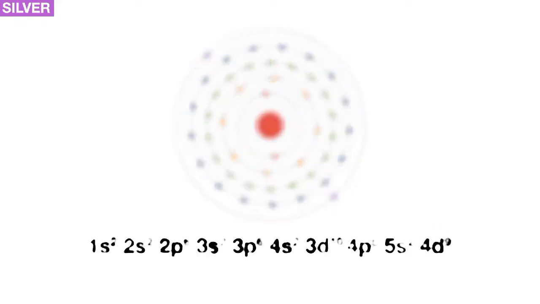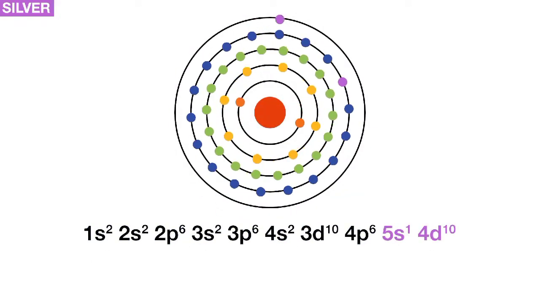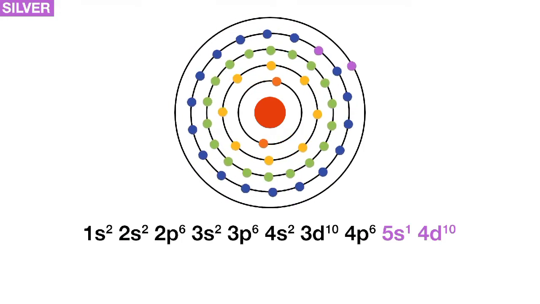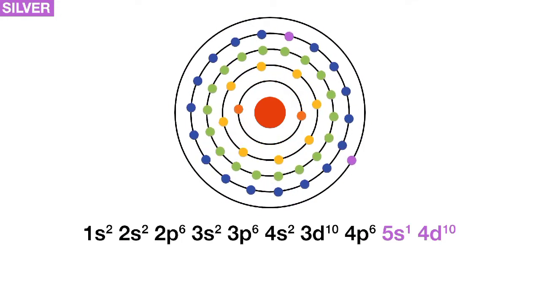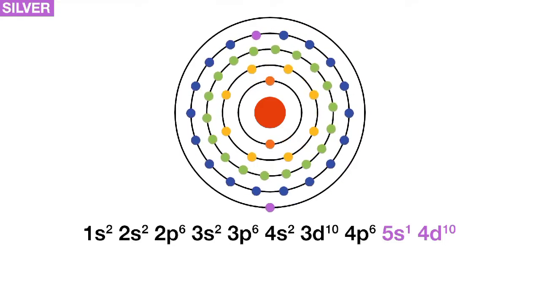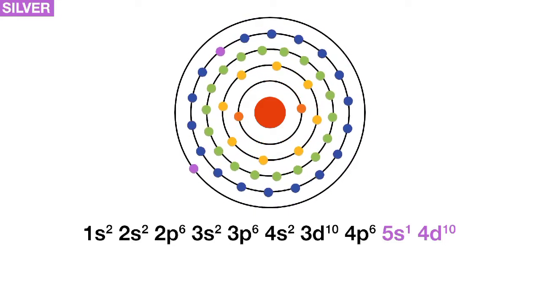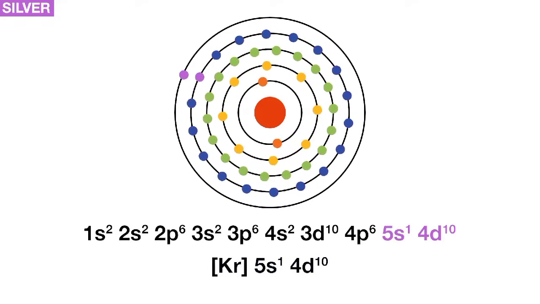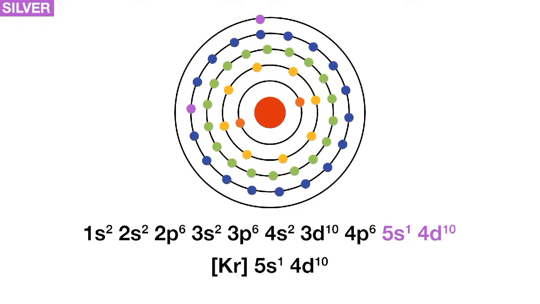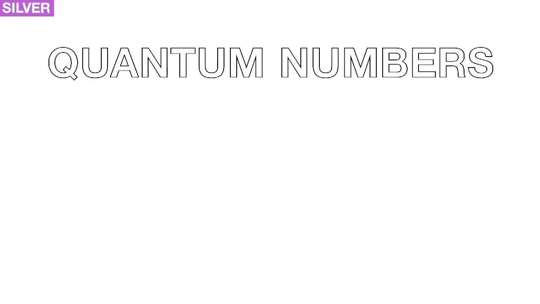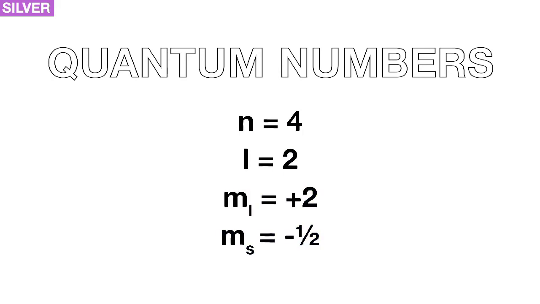Silver's correct electron configuration is 1s2, 2s2, 2p6, 3s2, 3p6, 4s2, 3d10, 4p6, 5s1, 4d10, or Kr 5s1, 4d10, where Kr stands for krypton. Now, let's also get 4d10's quantum numbers. 4d10 is the 47th electron. This means that n is equal to 4, l is equal to 2, and the sublevel is dumbbell shape. M sub l is positive 2, and m sub s is negative 1/2 spin down.